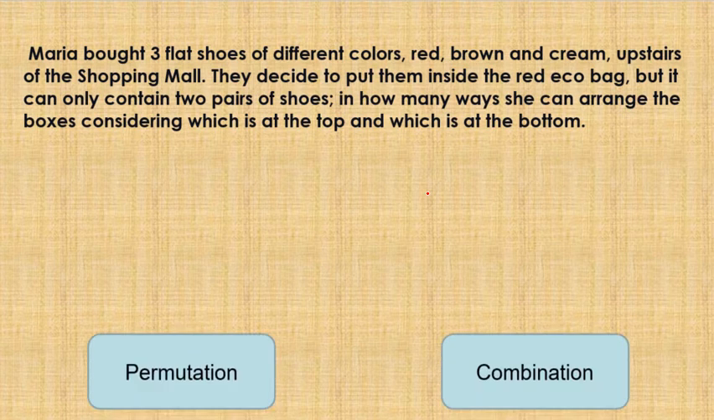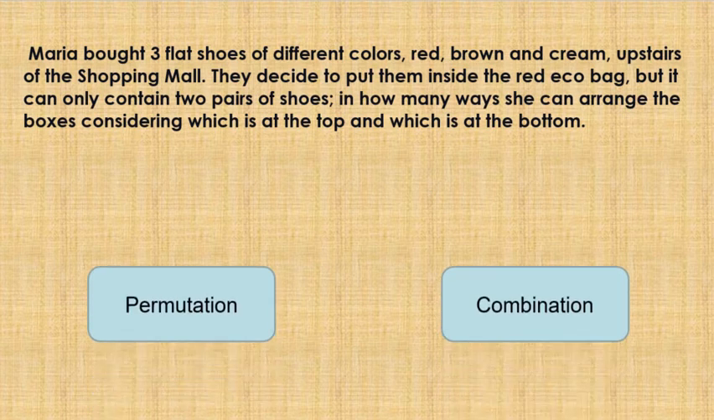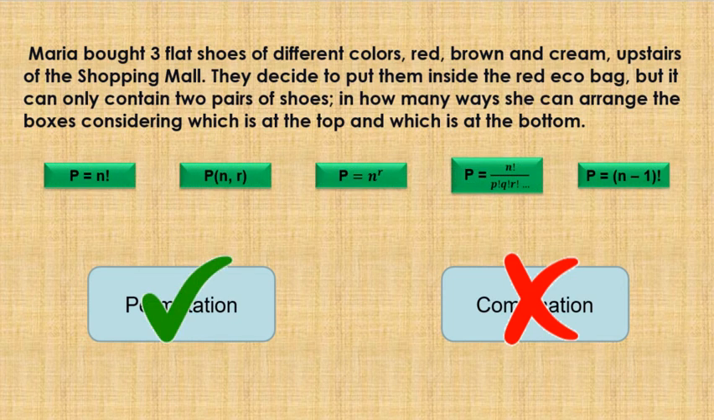So, this problem falls under what? Permutation or combination? Is it combination? The answer is no. This is under permutation. Why is it so? Because again, there's the keyword arrange in our problem. In case we didn't manage to see this word, we can still conclude that this problem is under permutation because there's a specified position in our problem, which is at the top and which is at the bottom. Therefore, this is really to be solved using permutation.